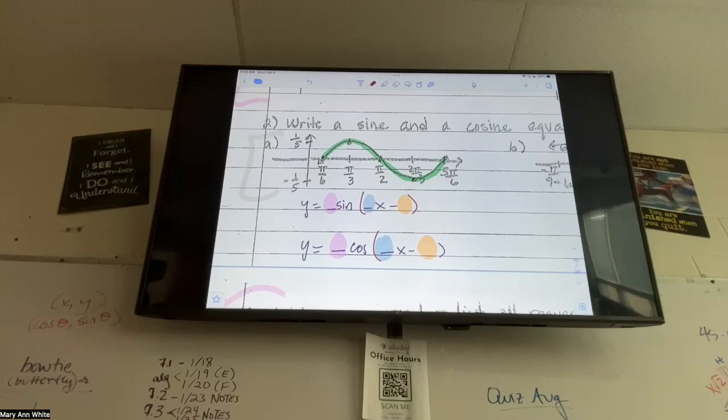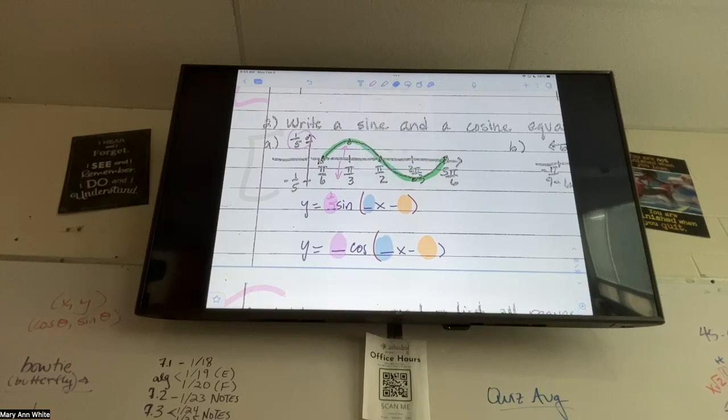Okay, I think the easiest first thing to do is our amplitude. Our amplitude is how high it goes from the middle and how low it goes from the middle. So it looks like the middle of the graph is my x-axis. So I go as high as 1/5 and I go as low as -1/5. So that means my amplitude is 1/5.